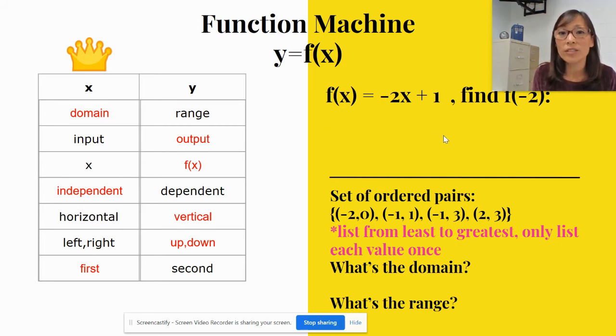Also dealing with functions, we like to say that x is the input values and y is the output values, meaning whatever input I have for x, I have to multiply it by -2 here and add 1, and that's going to give me my output. And then the last set of vocabulary terms we have are domain and range. Whenever we say domain, we're referring to all of the x values. And whenever we say range, we're referring to all of the y values.